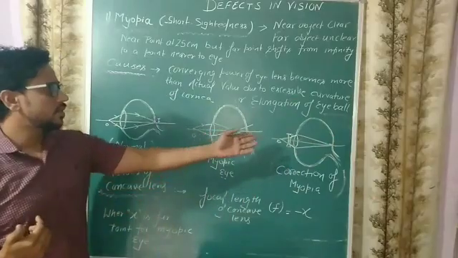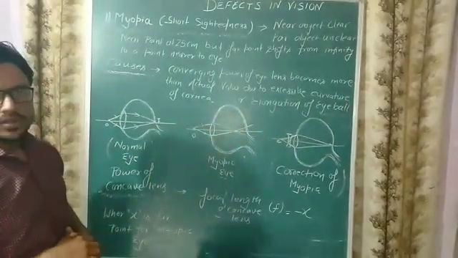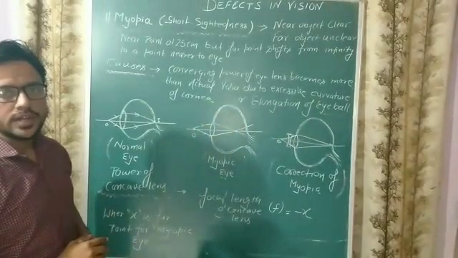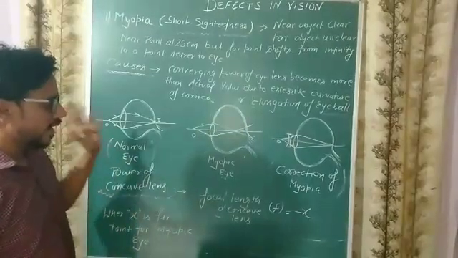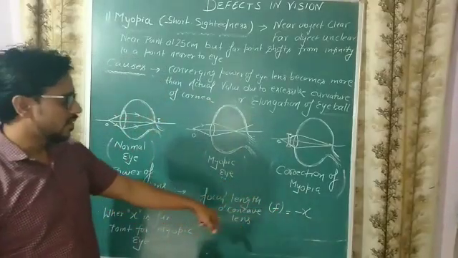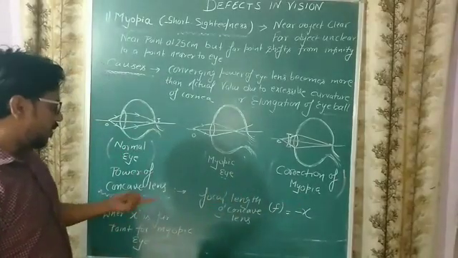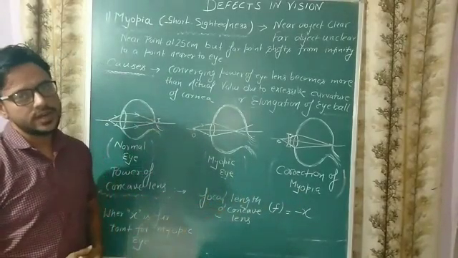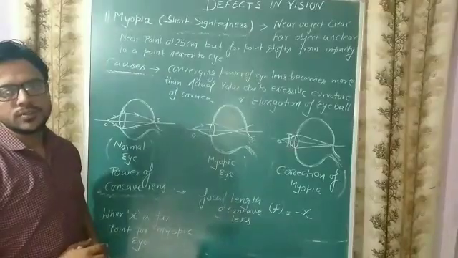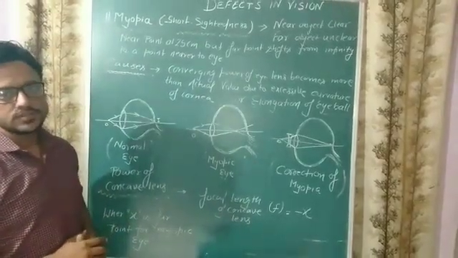So how much power should this concave lens have? We will use the value of the far point. If the far point is x for a myopic person, then the focal length of the concave lens will be f is equal to minus x. And by calculating this focal length, we can estimate the power of the concave lens used for this correction.